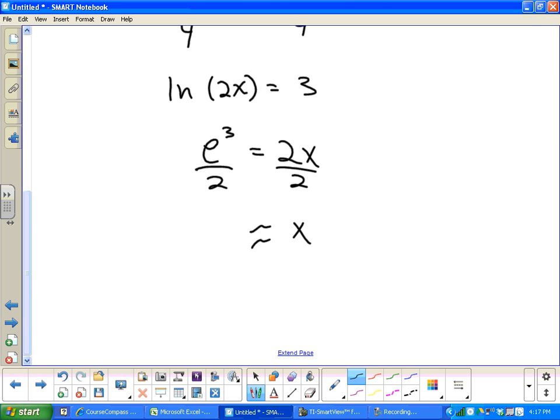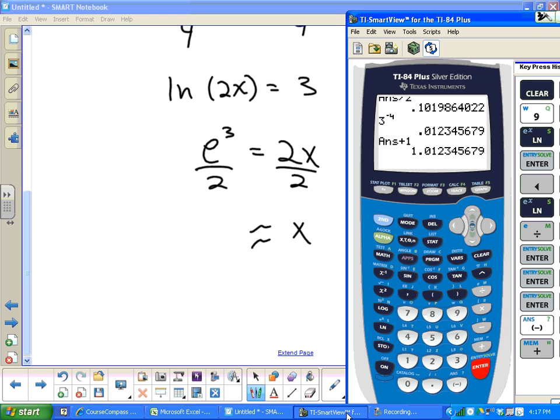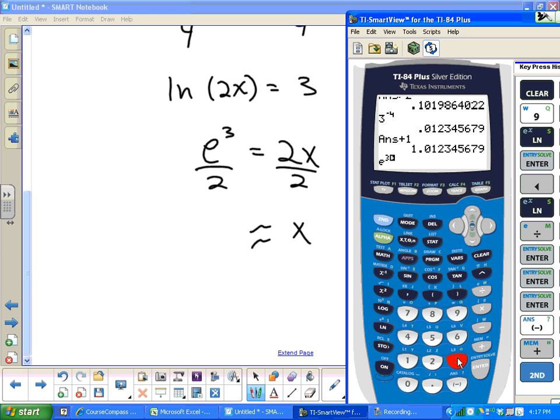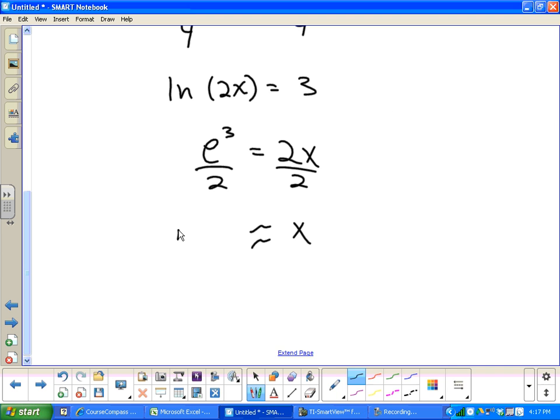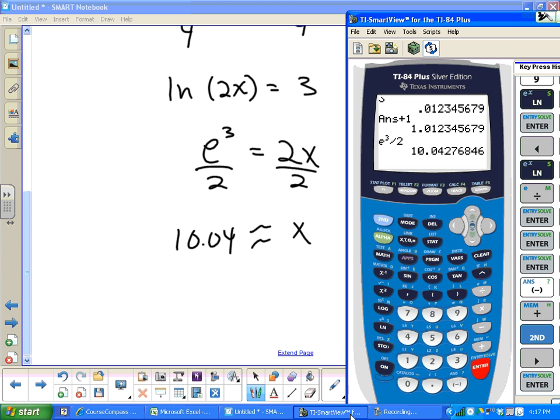Now I'm going to let my calculator do that. And here we go, e to the 3rd. So let me hit second natural logarithm here. E to the 3rd, and jump it down and say divided by 2. Okay, so we got about 10.04. I think that's what it said.